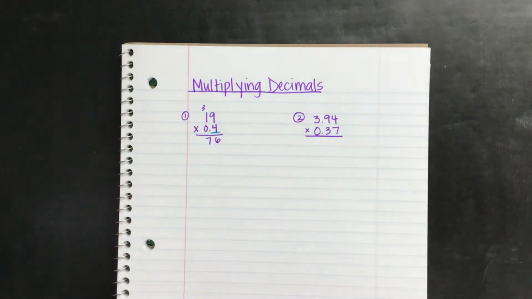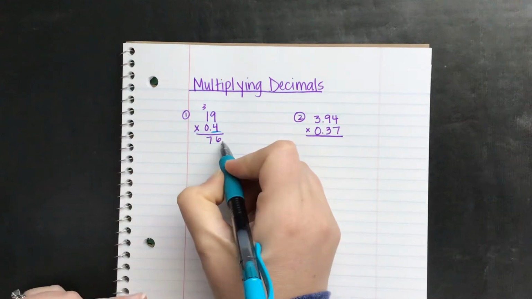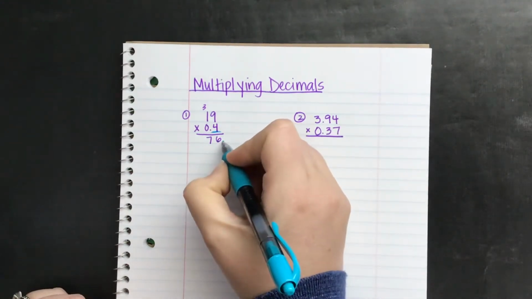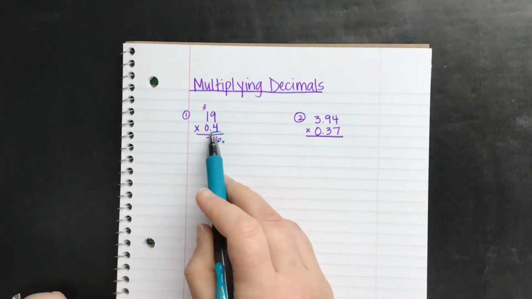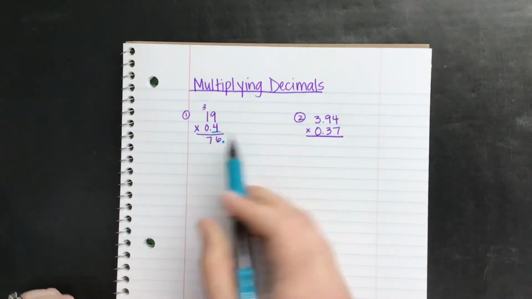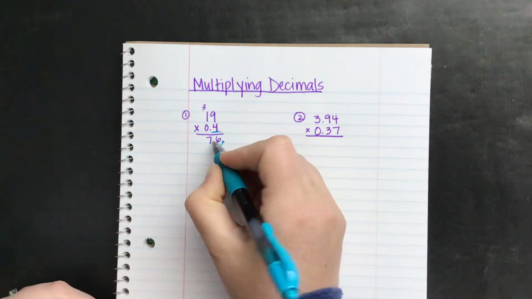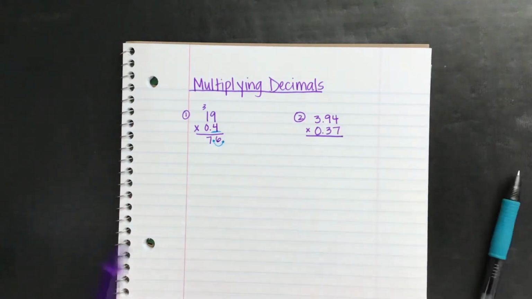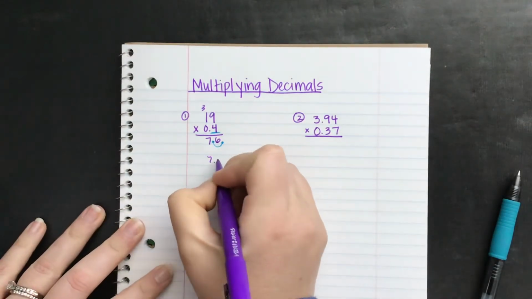Now I see I have one number that is behind the decimal point, this 4 right here. Okay, so what that means is that my decimal point right now in my answer is here. Let me make that a little bit bigger for you. But I need to move it over one direction this way because there's one number behind the decimal. So I'm just going to move it one spot. So my answer is 7.6.